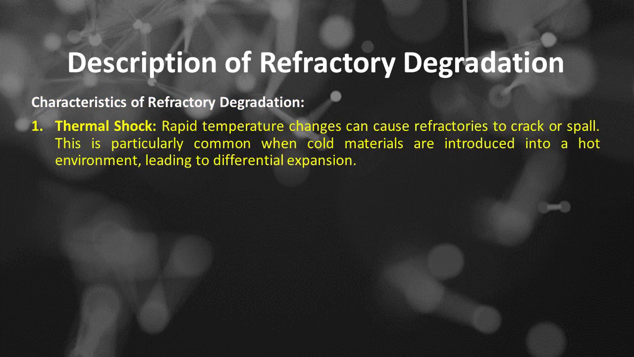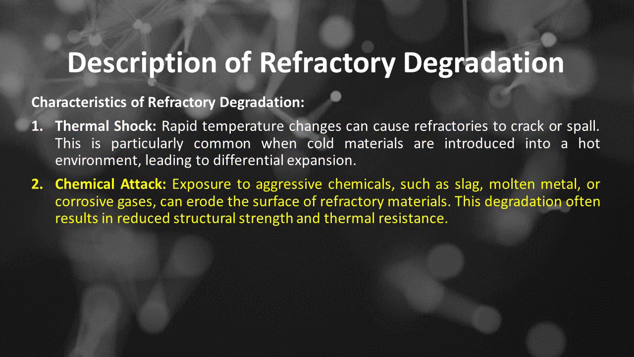Rapid temperature changes can cause refractories to crack or spall. This is particularly common when cold materials are introduced into a hot environment, leading to differential expansion. Number 2 is chemical attack. Exposure to aggressive chemicals, such as slag, molten metal, or corrosive gases, can erode the surface of refractory materials. This degradation often results in reduced structural strength and thermal resistance.